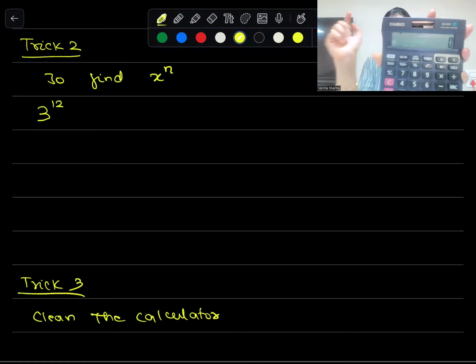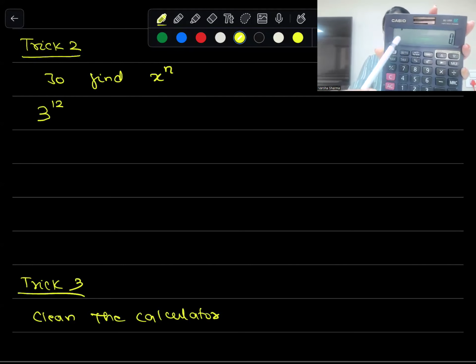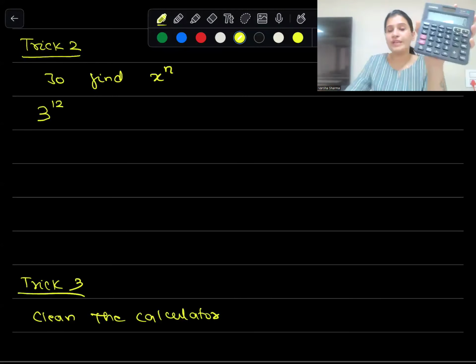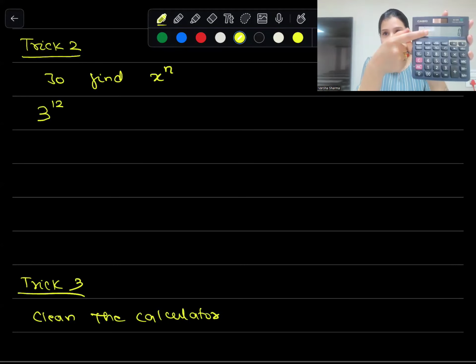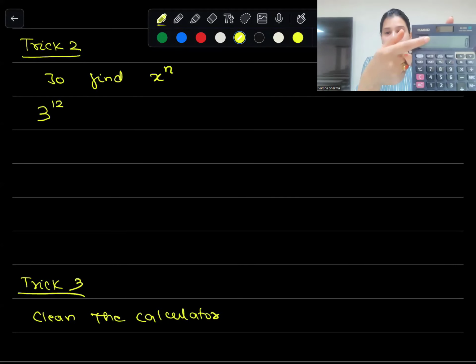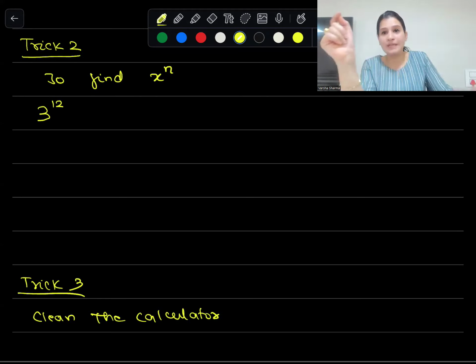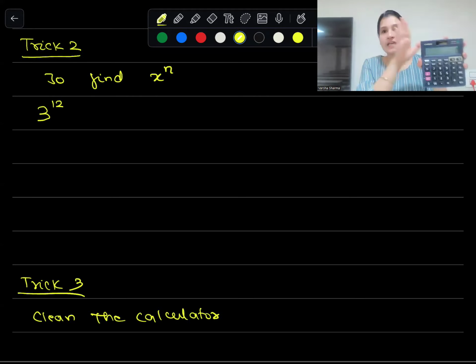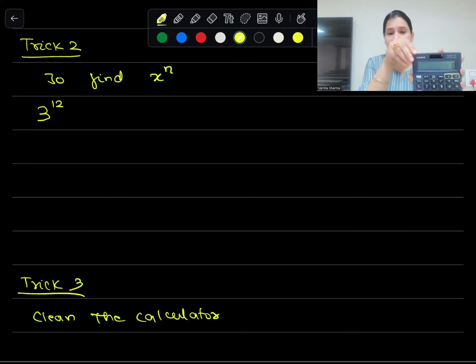You see, in my calculator, there is an M sign written here. Whenever there is an M sign on your calculator, it means that some calculation is already stored in your calculator. So when you're doing your calculations normally, those values may creep inside your calculation and may give you incorrect results.